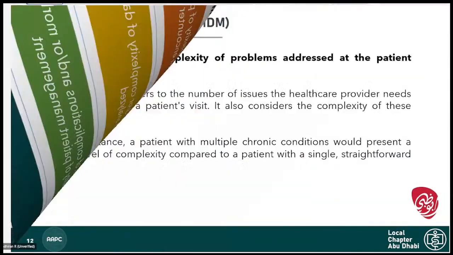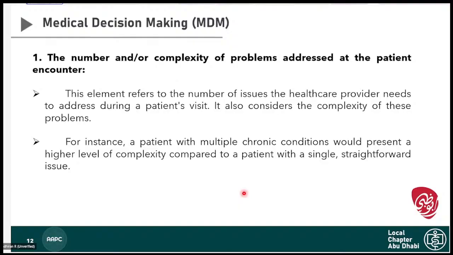First, we'll discuss number and complexity of problems. Number and complexity of problems is nothing but the reason the patient visited for, and the conditions the provider treated on the patient visit on that day. For example, if the patient visited for hypertension, heart failure and diabetes, during the day the provider either treated all three conditions, or addressed only hypertension or any other single condition. This type of conditions is called number and complexity of problems.